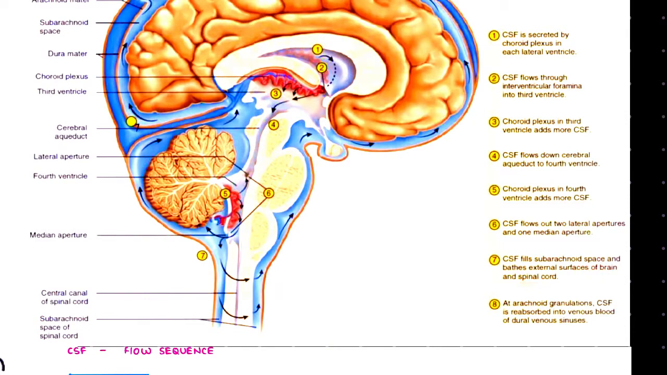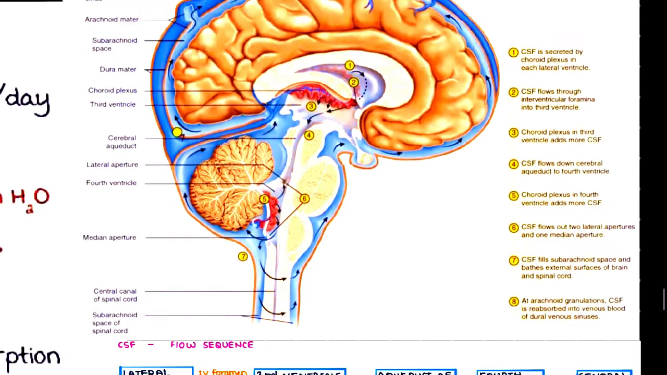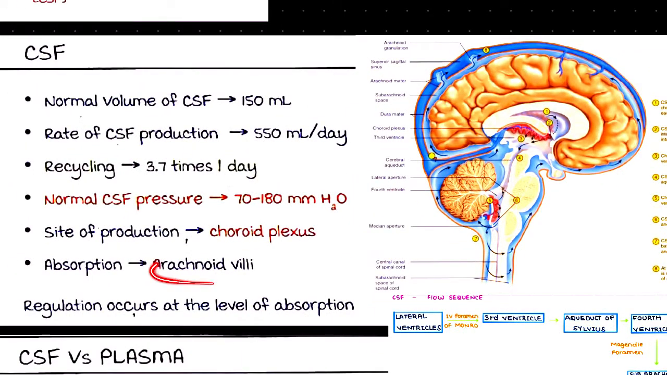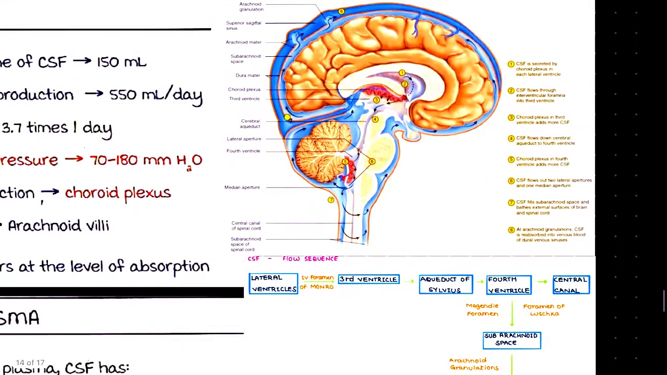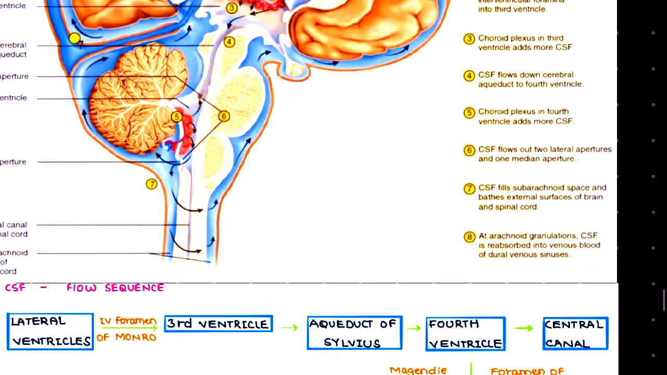It will fill the subarachnoid space. Now after filling the subarachnoid space, what will happen? There is arachnoid granulation, from where there are arachnoid villi, and CSF will be reabsorbed into the venous blood flow of the dural venous sinus. We have already said that arachnoid villi are the site of absorption of this CSF. Now after absorbing, they will again get back into the venous system of the dural venous sinus. So let's revise again.